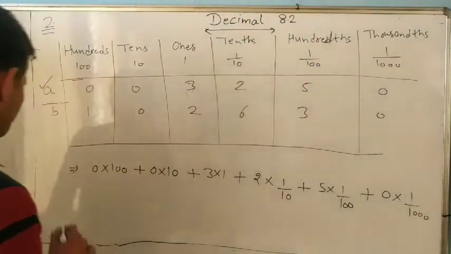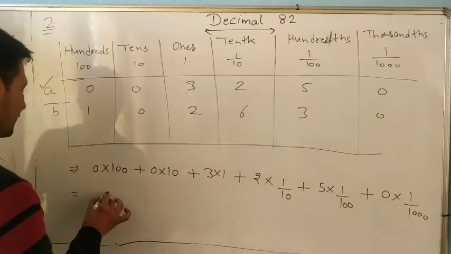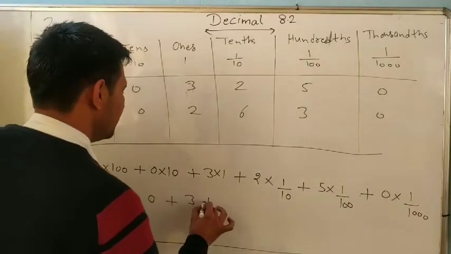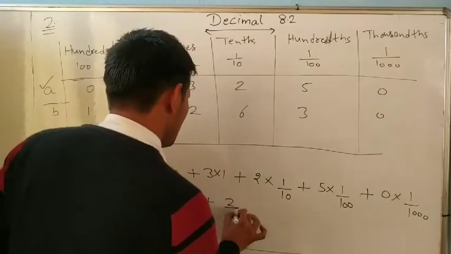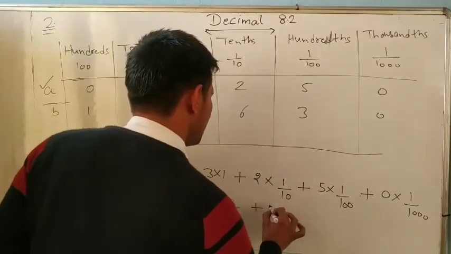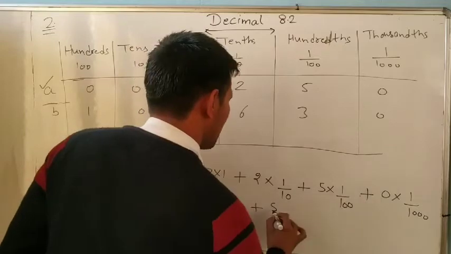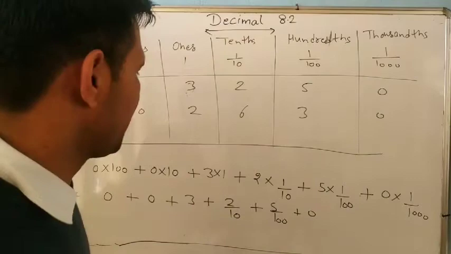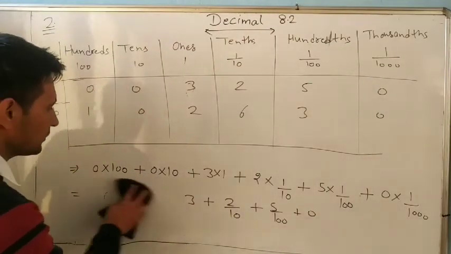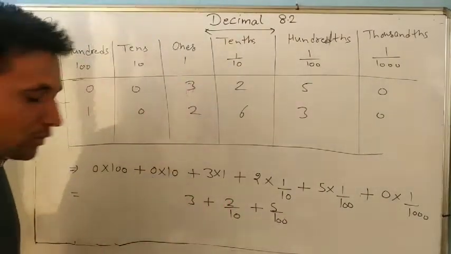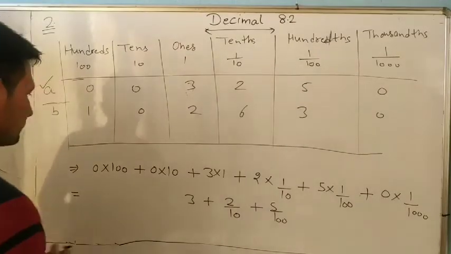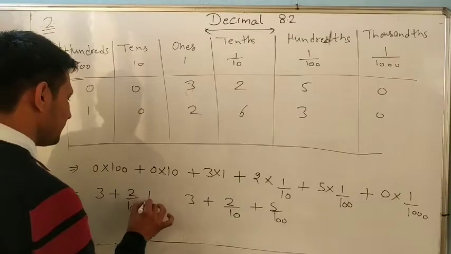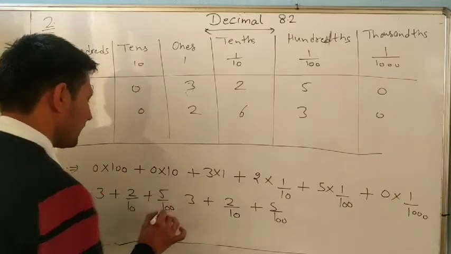Okay, so now 0 into 100 is 0, 0 into 10 is 0, plus 3 into 1 is 3, 2 into 1 upon 10, plus 5 into 1 divided by 100, plus 0. 0 into 1, 0 into any number is 0. I am writing 0 like this. Okay, you can write this one as 3 plus 2 by 10 plus 5 by 100.